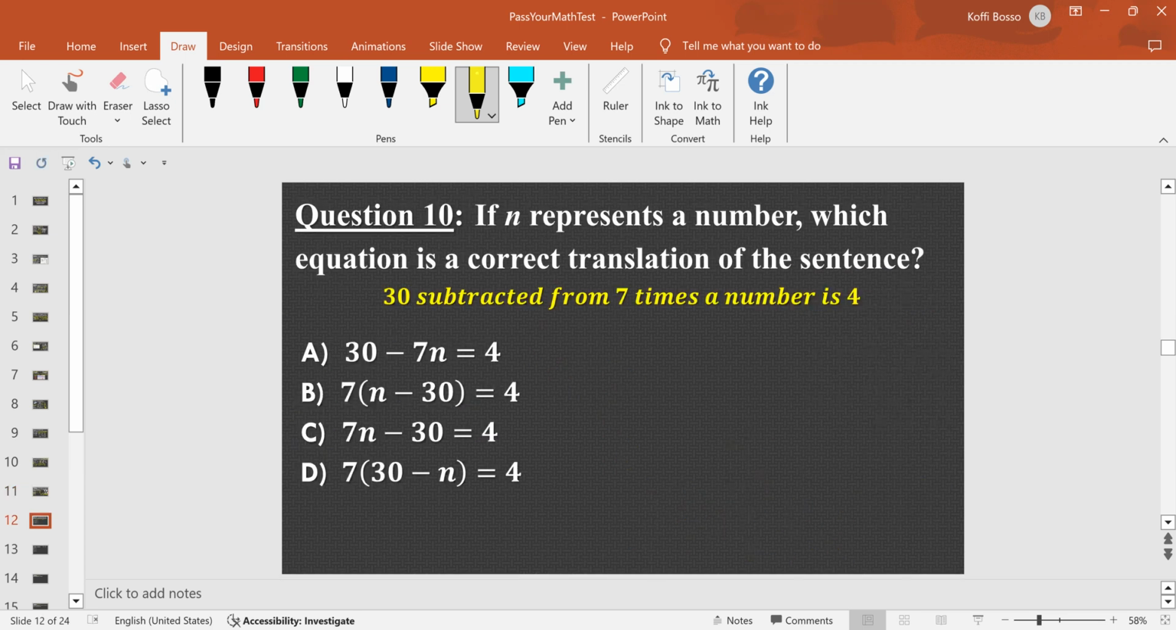Question number 10. If n represents a number, which equation is a correct translation of the sentence? This is another simple question, but sometimes it confuses people.